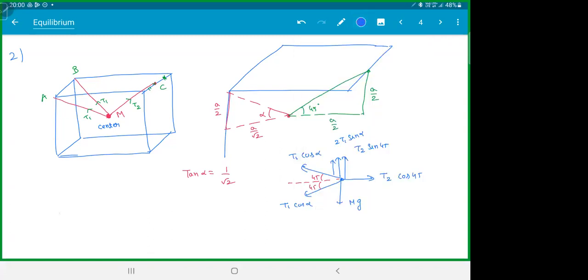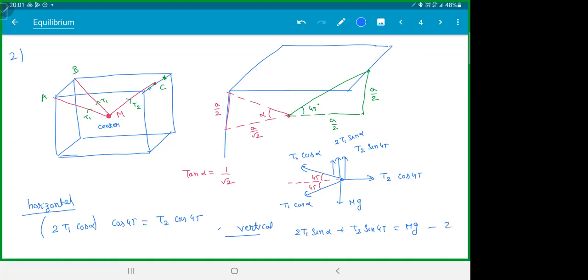So in the horizontal direction, 2 times T1 cos alpha times cos 45 will balance T2 cos 45. And in the vertical direction, 2 T1 sin alpha plus T2 sin 45 will balance mg. 2 equations, 2 unknowns. If you solve, you'll get the answer. Any doubts on the equations, please ask.